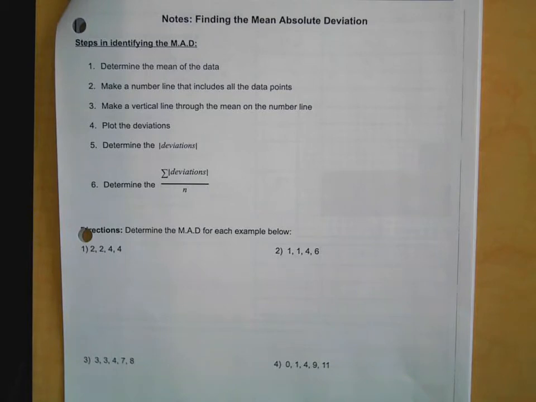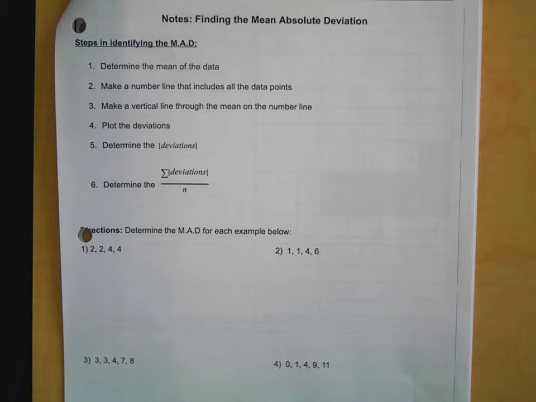We're then going to make a vertical line through the mean on the number line, and then you're going to plot the deviations, and then you're going to determine the absolute deviation, and then we're going to determine the sum of the absolute deviations, and we're going to divide by the number of values that there actually are. So I will write all this out and it'll make more sense.